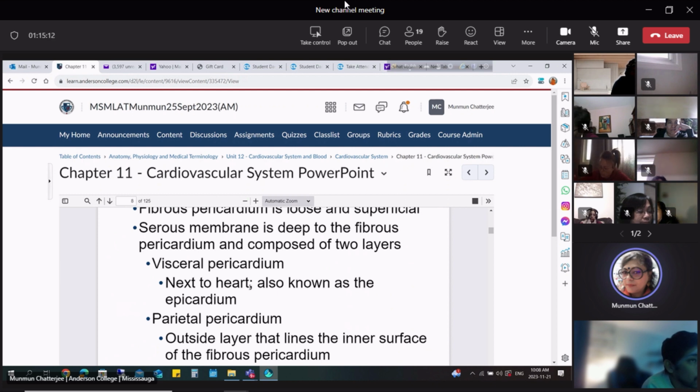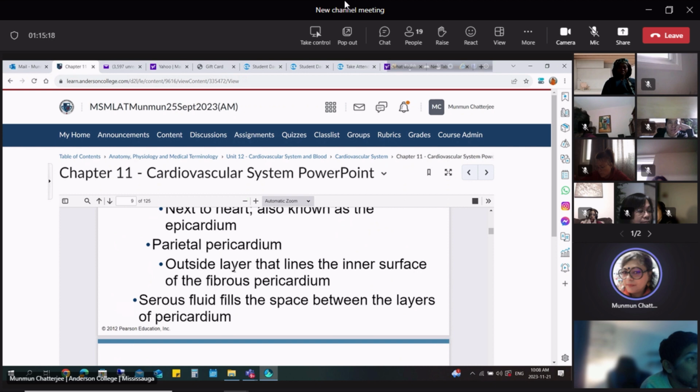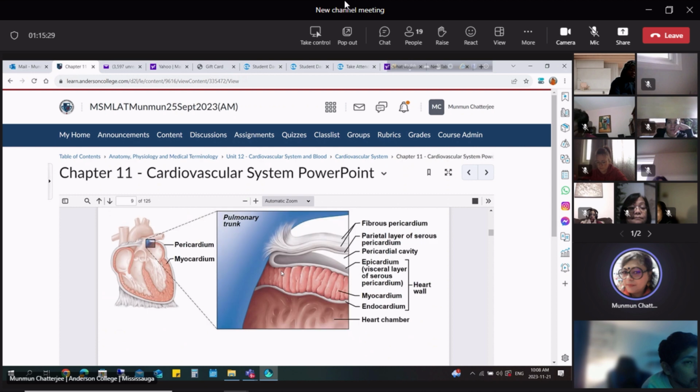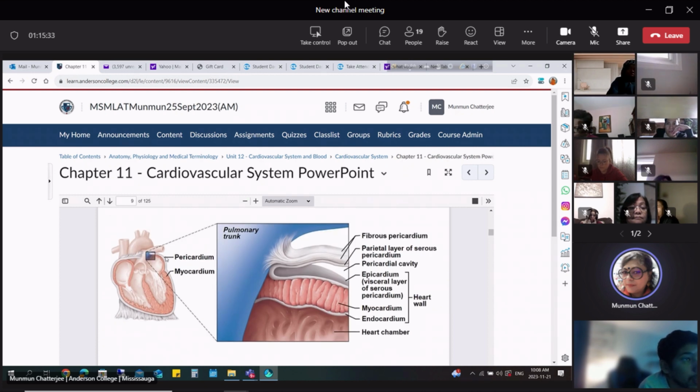So the serous membrane is deep to the fibrous pericardium and composed of two layers: the visceral pericardium, which is next to the heart, called the epicardium, and the parietal pericardium, the outer layer. That's the inner surface of the fibrous pericardium. And serous fluid fills the space between the layers of the pericardium, called the pericardial fluid. So how does it look? This is the pericardium.